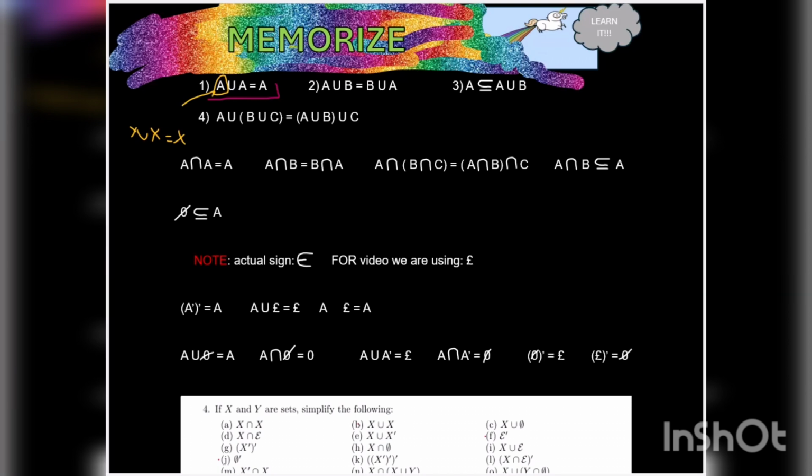But the property itself, notice the union of two of the same variables is equal to that variable, and the same goes for each of these other properties. Also note, for the purpose of this video, for the above I've used this sign instead of the actual element sign, so that the video can go a bit faster. Okay then, so memorize each one of these properties and you will be good to go. Okay, let's get into it.